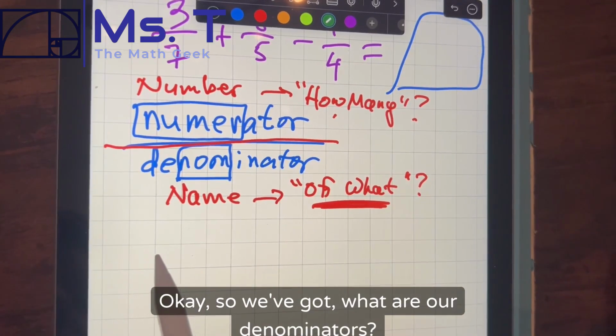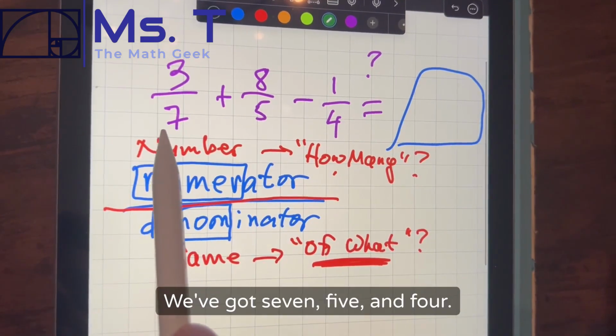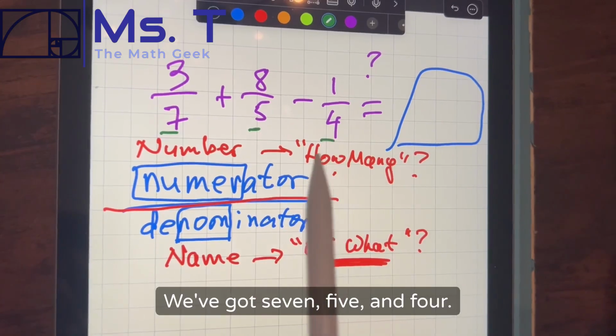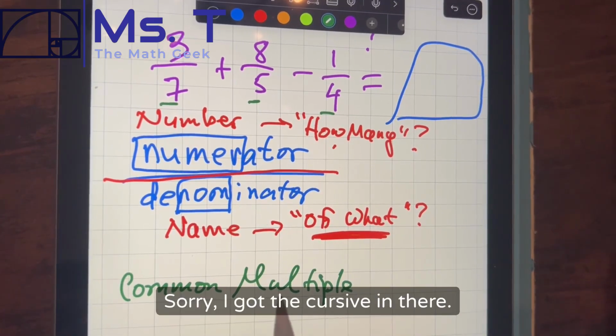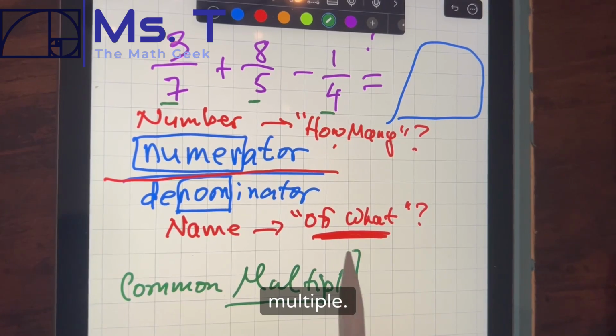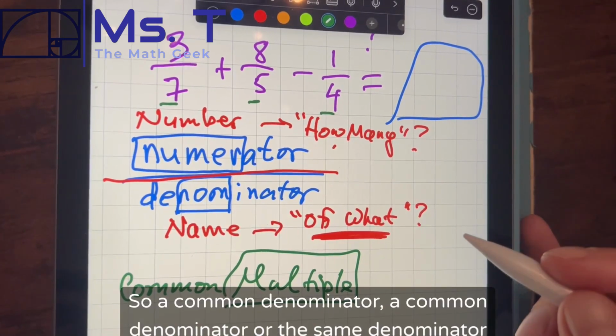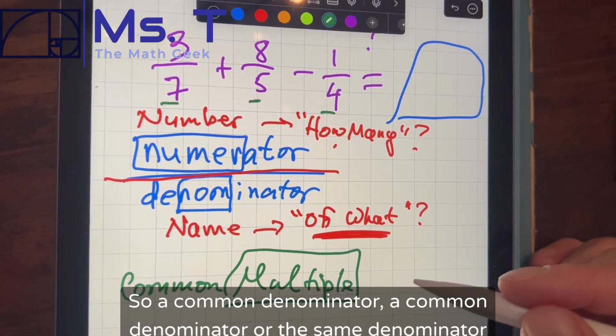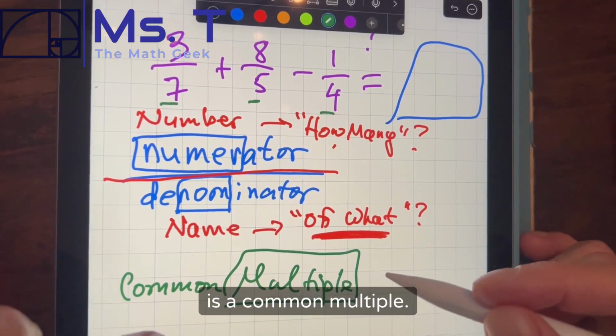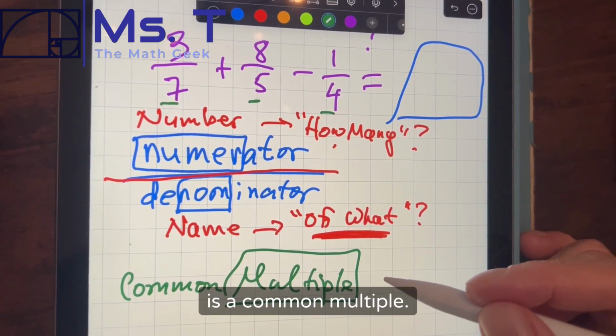Okay. So what are our denominators? We've got 7, 5, and 4. So we need a common multiple. Sorry, I got the cursive in there. Common multiple. So a common denominator or the same denominator is a common multiple.